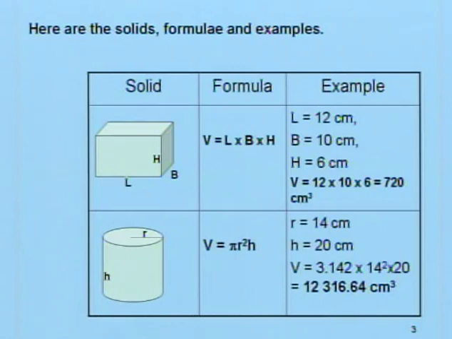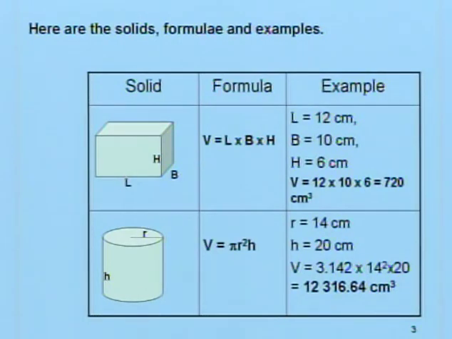In the formula, you would have recognized pi r squared. Pi r squared is the area of the base. So the volume is expressed as pi r squared h, that is the area of the base times the height. So the formula for finding volume of a cylinder is V is equal to pi r squared h.